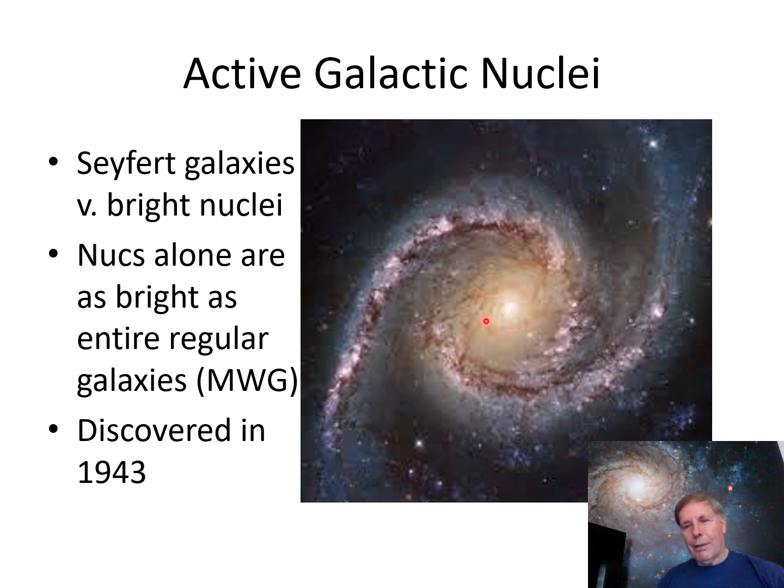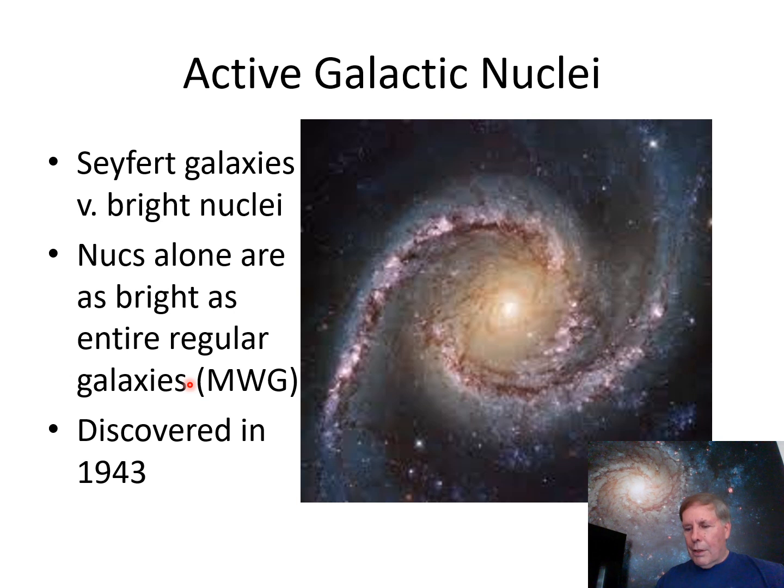And that was very, very hard to explain because the amount of energy coming out of the nucleus alone, now we're talking only the nucleus, was about the same as the amount of energy coming out from all the stars in the rest of the galaxy. Now that's hard to explain. That suggests that there's no way you can do that kind of energy production with just stars in the nucleus. So that suggests that there was something else going on, but believe me, in the 40s and 50s and 60s, they did not know what was going on at all. The nuclei alone are as bright as the entire regular galaxies, and so forth.